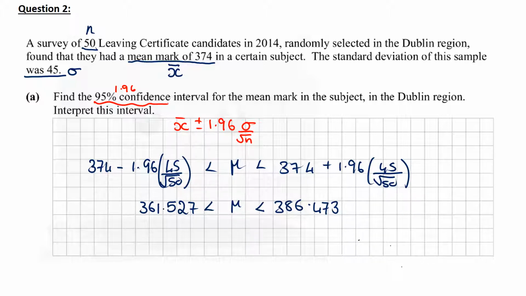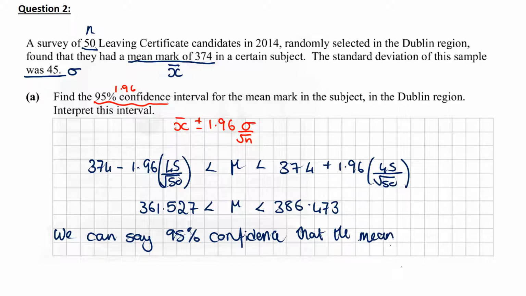But then they asked us to interpret this interval. So we can say with 95% confidence, or 95% certainty, or we can say 95% of the time, that the mean mark in the Dublin region lies between those two values. So I'm going to say lies in the above interval.